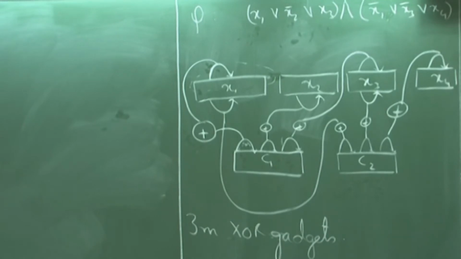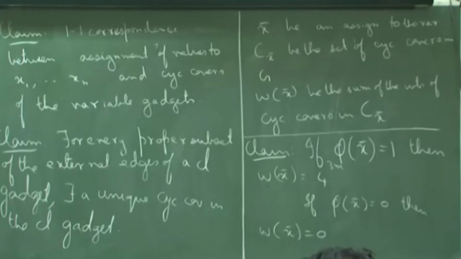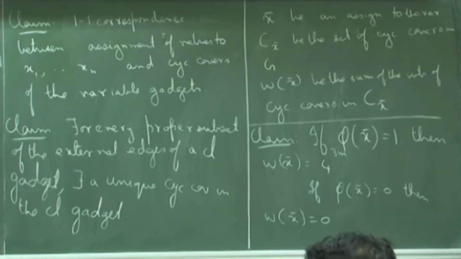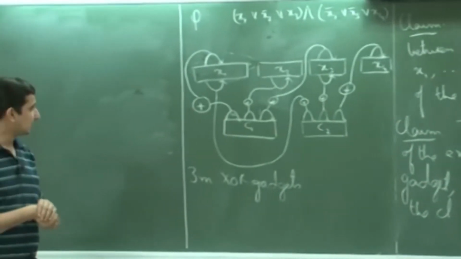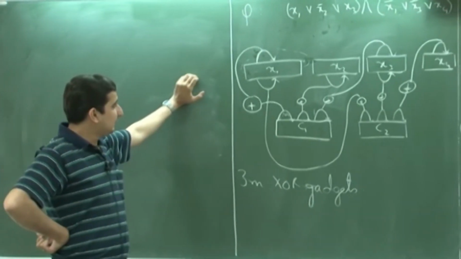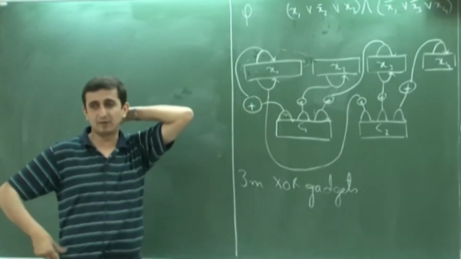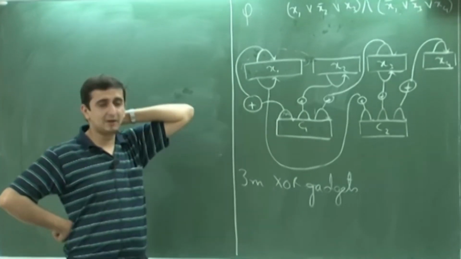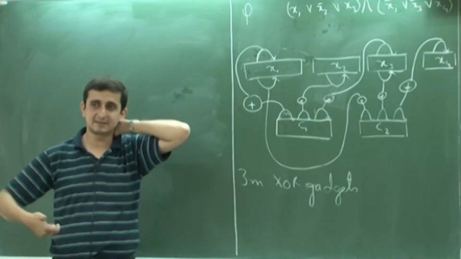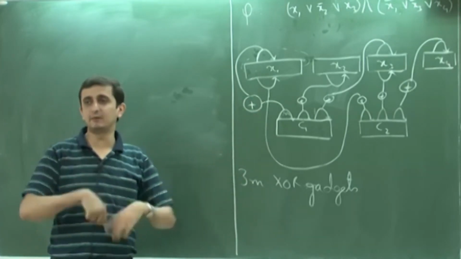Cx bar will not be empty. Cx bar will contain lots of cycle covers, but their total sum will be 0. I cannot just construct one right now, but you can look at an even simpler formula and try it out. Try looking at a non-satisfying assignment, and you will see that you can construct cycle covers based on these XOR gadgets, but there will be 2 of them that cancel each other off.